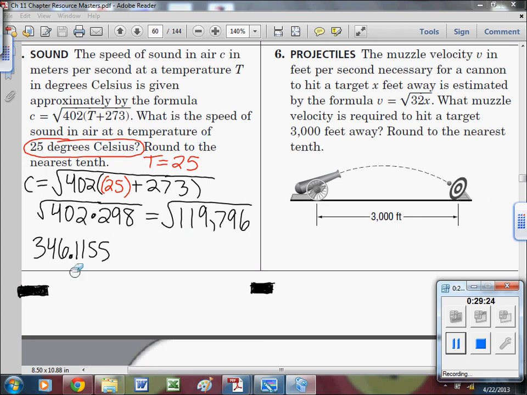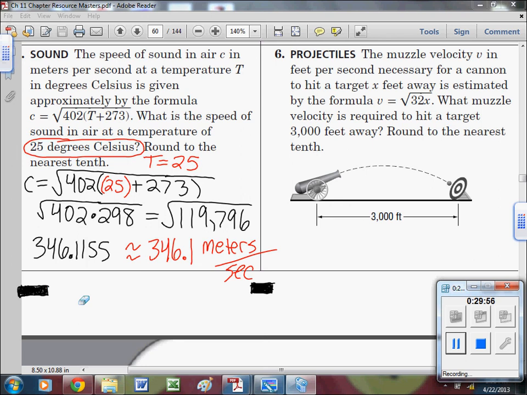So now the instruction said round to the nearest tenth. So the nearest tenth is that 1. The next one tells you how to round, so you don't even need the 55 after. That's why I said it doesn't really matter. You're just going to round anyways. So this one says round down, so that tells us stop there. So that tells us the answer is going to be approximately 346.1 meters per second. Now there's different ways to write meters per second. It's a preference.